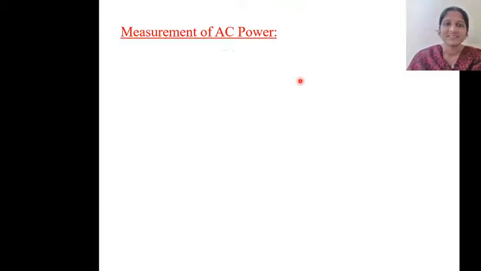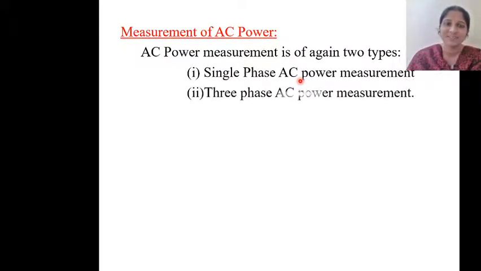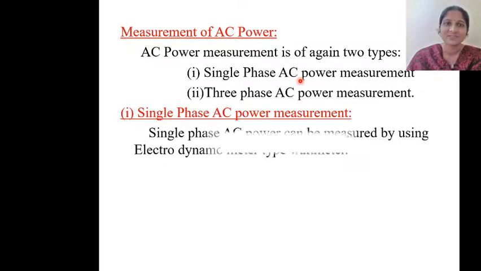Next one, AC power measurement. This AC power measurement is again classified into two types. Those are single phase AC power measurement and three phase AC power measurement. Single phase AC power measurement is done by using an electrodynamometer type wattmeter. The wattmeter is the instrument which measures the power.